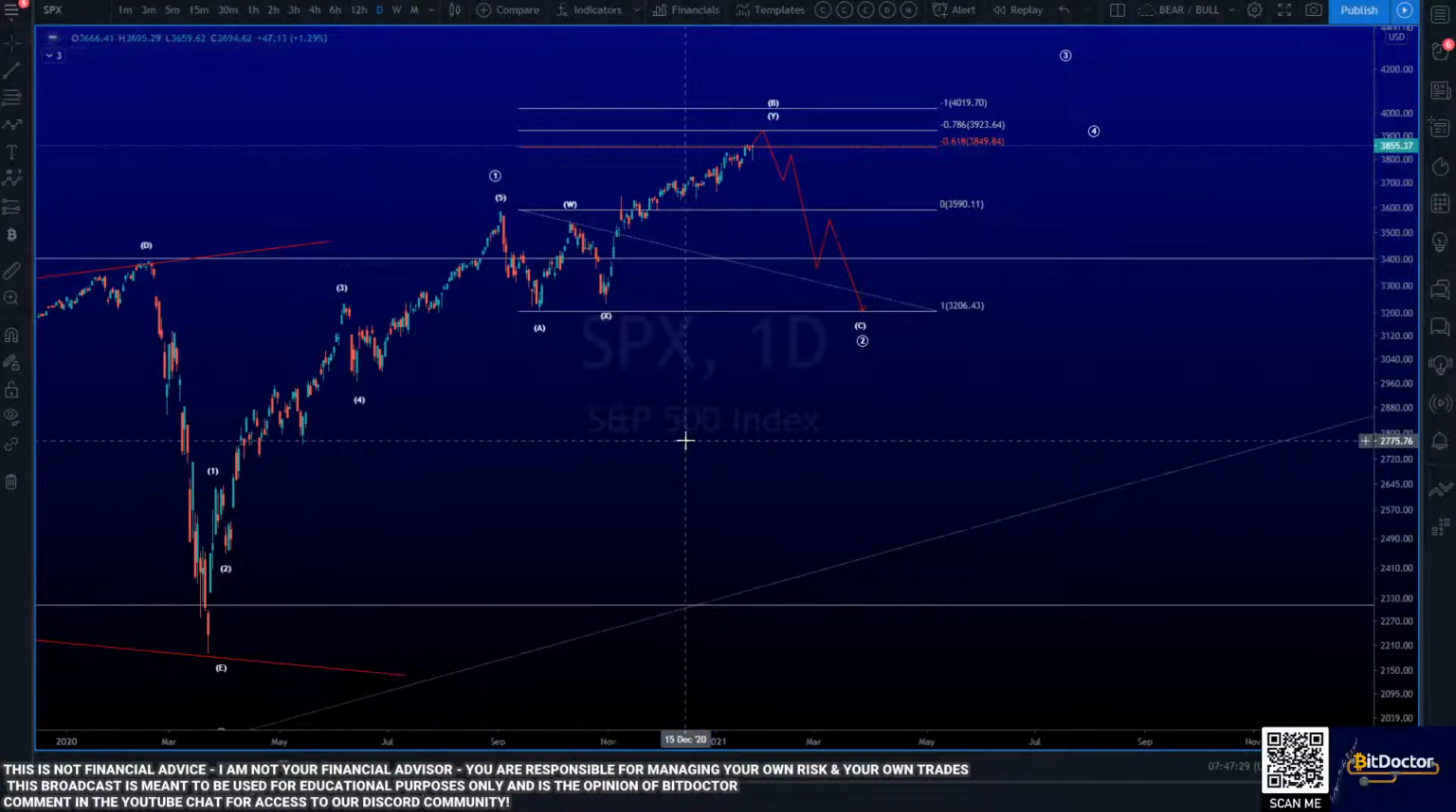But this is my best hypothesis for this being an A, W, X, Y into the B, and then we go down for the C. This price action right here is just not wave 3 material, so I believe that it is more than likely going to end up falling.